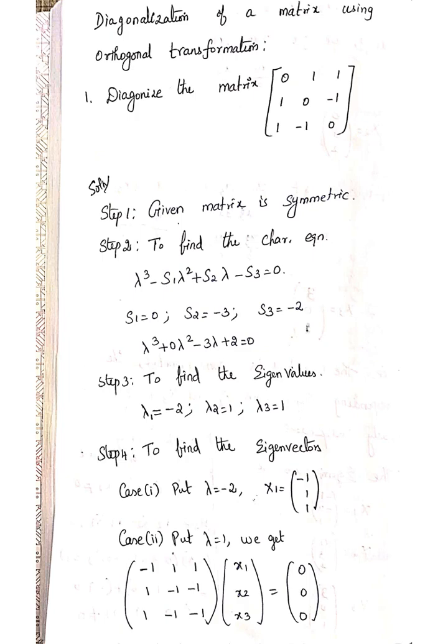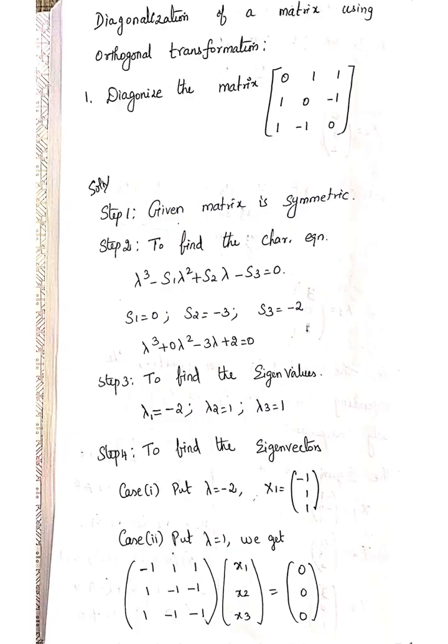In this diagonalization, we have only symmetric matrices. We have to check whether the matrix is symmetric or not. In orthogonal transformation, the given matrix should be symmetric. Step 1: check whether the given matrix is symmetric or not. If the rows and columns are equal, that matrix is called symmetric. So our problem is symmetric.